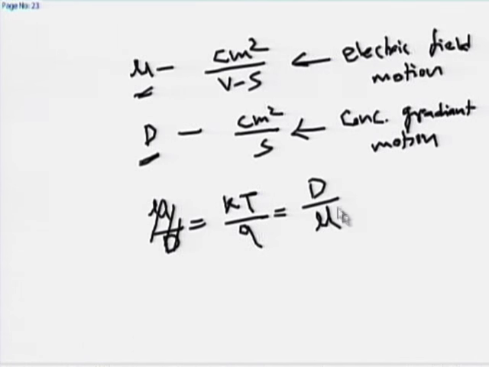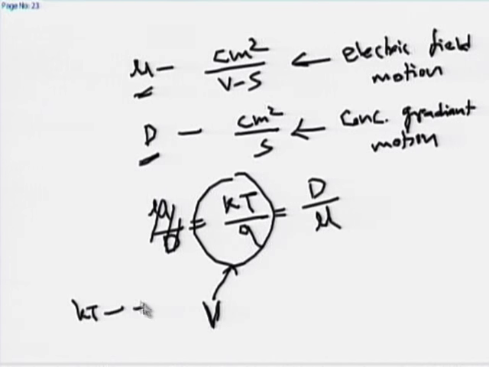D is centimeter square per second and mu is centimeter square per volt second, so you get cancelled, and kT by q always has a unit of volt. kT by q has a unit of volt, and only kT has a unit of electron volt. Mobility is centimeter square per volt second, diffusion coefficient is centimeter square per second. Mobility is there for electron and holes, diffusion coefficient is there for electron and holes.